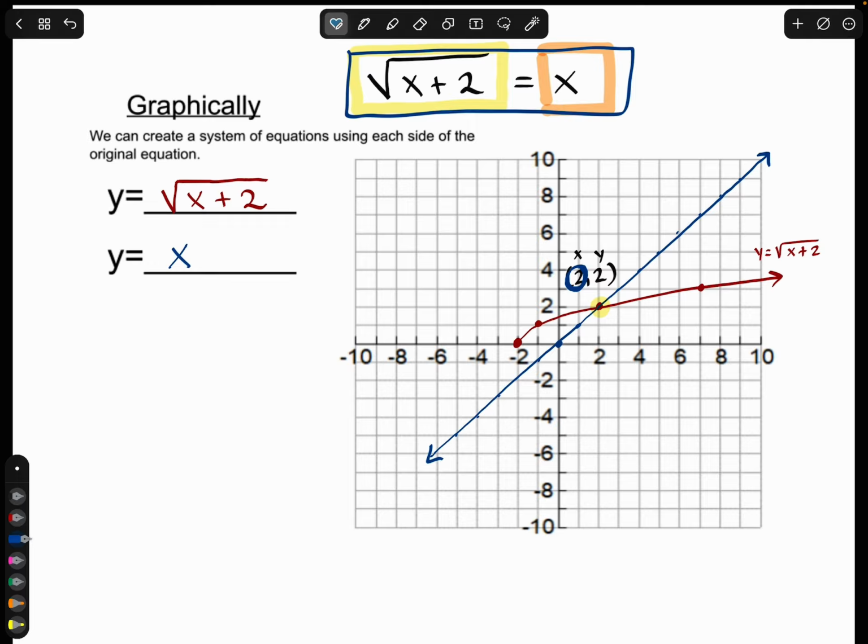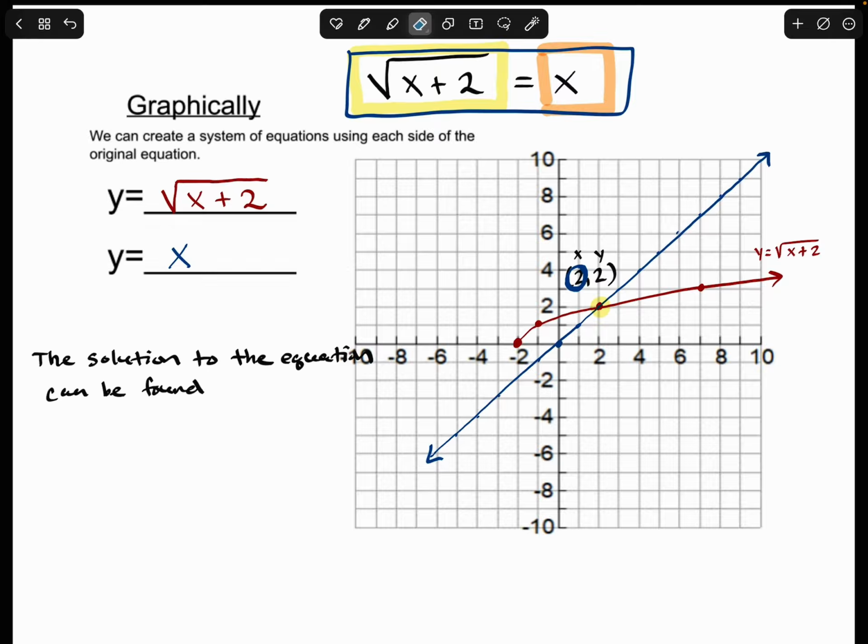This will become a little clearer when we do a couple other problems, but one thing we should probably write down here is: the solution to the equation can be found, I'd say, as the x-coordinate of the intersection point.